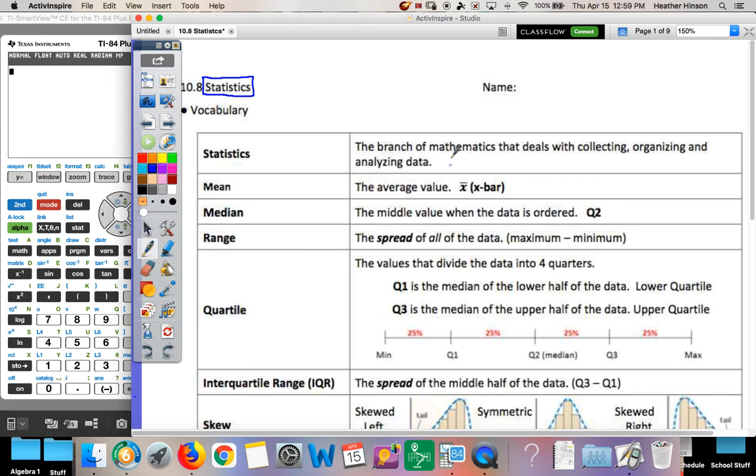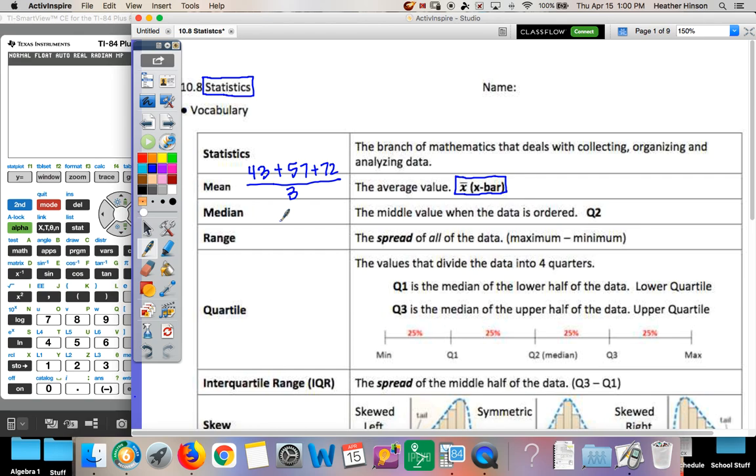So, statistics is just the branch of mathematics that deals with organizing data, analyzing data, all of that stuff in the real world. So, this is where you're going to get a real world application for a lot of stuff. Your mean is just the average value. So, when you find your average of things, you just add all of your numbers up, like 57, 72, and divide by how many there are. We are going to be able to find this in a calculator without doing all of this work. And when we find it, it's going to be an X with a little bitty bar over it. We call it X bar.